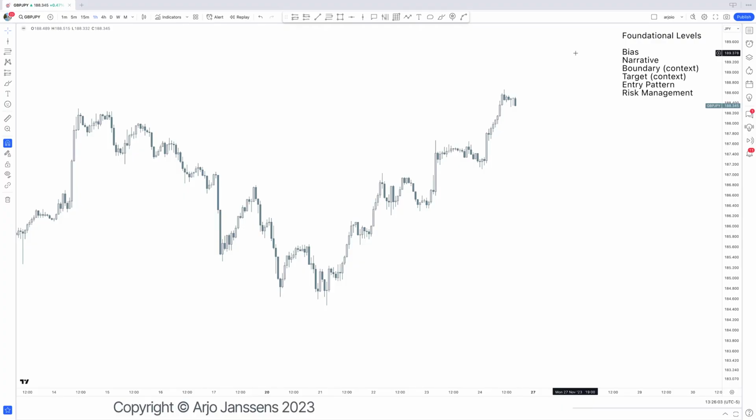The PD arrays also create the foundational levels. The foundational levels are, again, in the top right, we can see bias, narrative, boundary, target, entry pattern, and the risk management. So the PD arrays, they create everything. Now, the next thing that we need to understand is we're going to build onto that with fair value gaps. Because as discussed in the previous video as well, the PD arrays are nothing without fair value gaps. So it's almost like fair value gaps are the superior PD array.